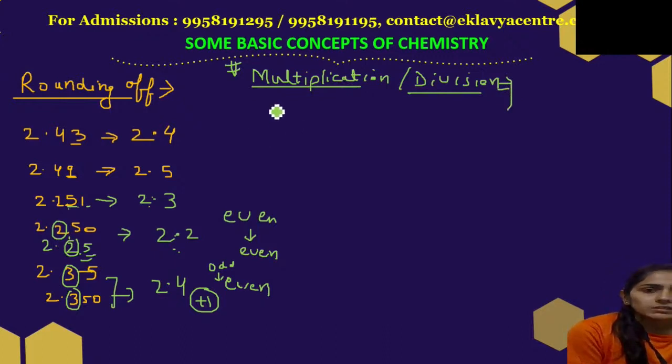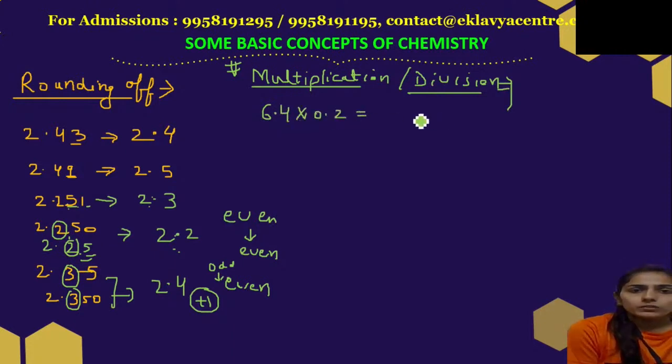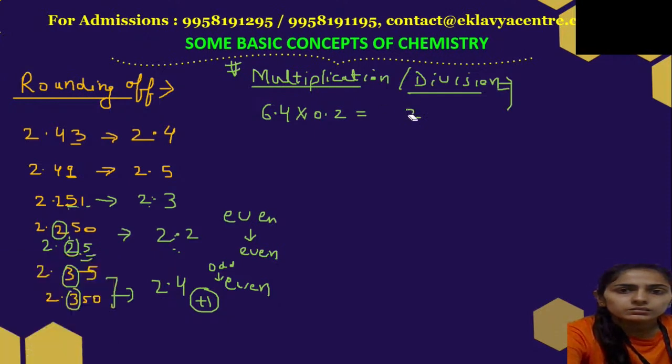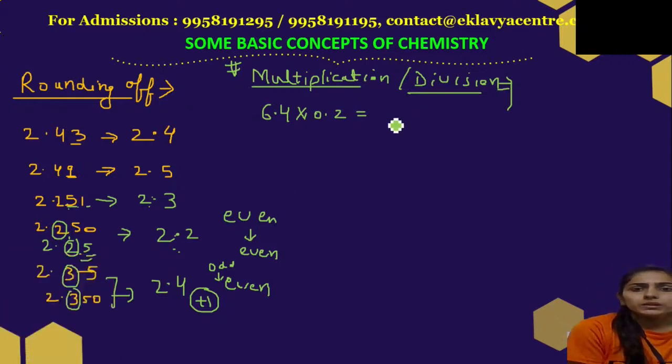Suppose I ask you 6.4 into 0.2. So find out this value. You will simply multiply 64 by 2 and you will say 1.28 is the answer, right? Okay, so here we have two significant figures and here we have only one significant figure.